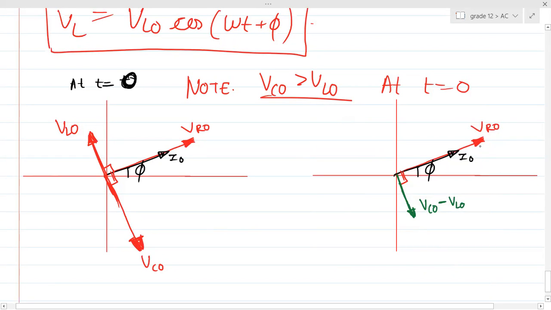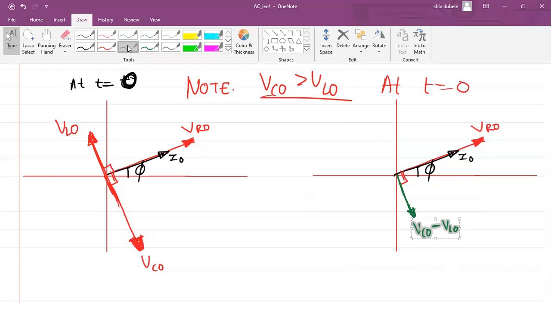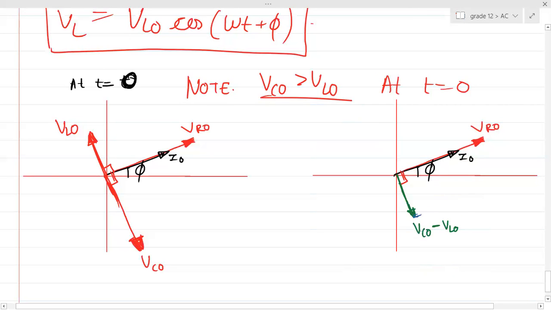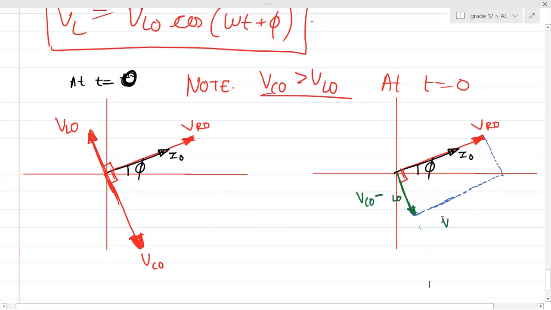Now can you see, this VR naught is also in volts and this thing is also in volts, right? Are both of them in volts? If both of them are in volts, then can I do this particular thing? Can I take a resultant of these two vectors? Can I take a resultant of this VR naught and VC naught minus VL naught? Tell me yes or no. Since they are vectors, right? And we know how to solve for vectors, right?